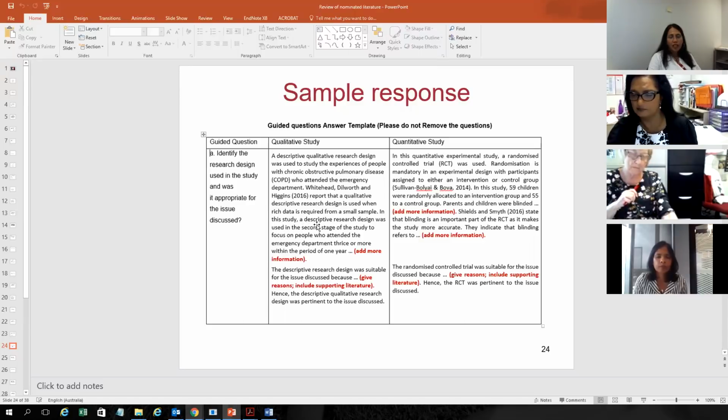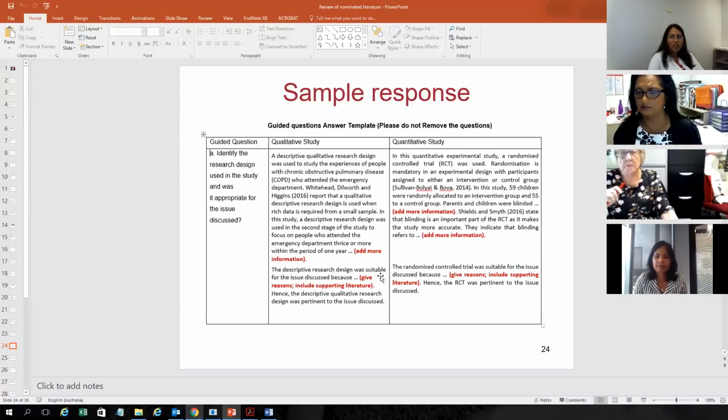In this study, a descriptive research design was used in the second stage of the study to focus on people who attended blah, blah, blah. So name the design that was used, back it up with literature, then go back to the study, link it to the study, and look at the article and pull out some information about the research design from the article. Then you're going to talk about, was it appropriate for the study?